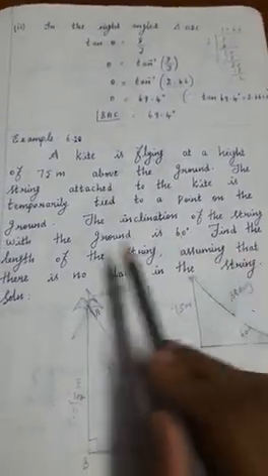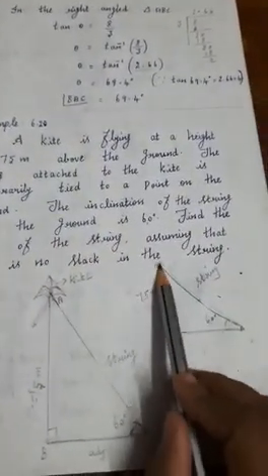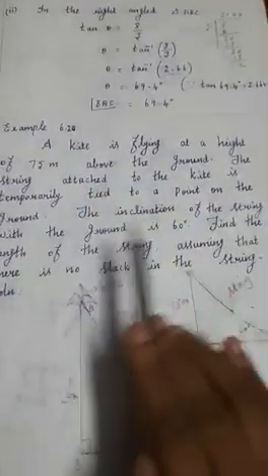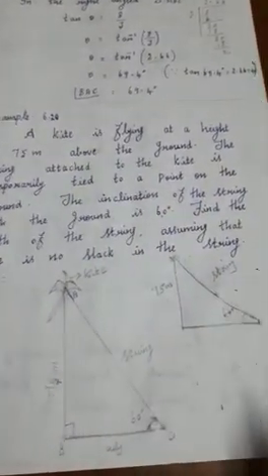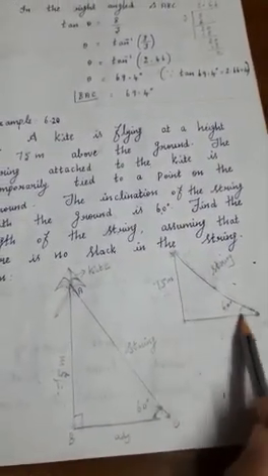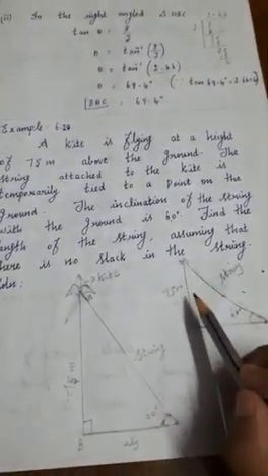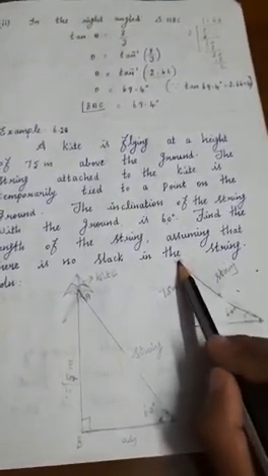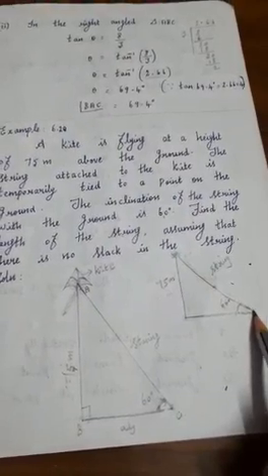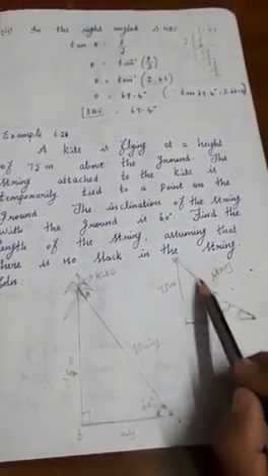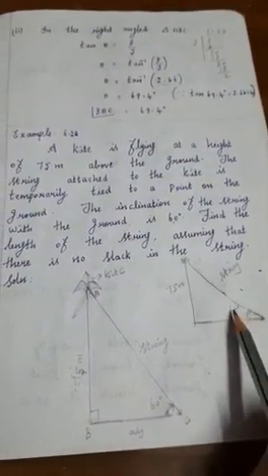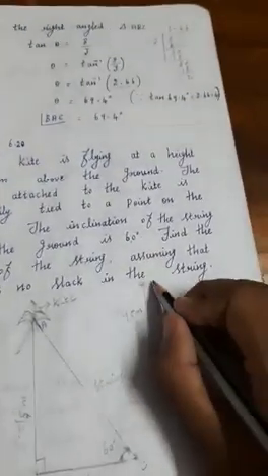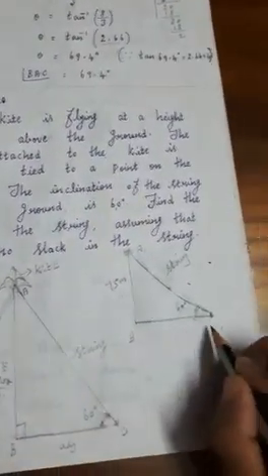In our question they have asked to find out the length of the string. Length of the string means this length they have asked to find out. So first understand the diagram, then easily you can find out the answer. This is the ground, the kite is flying at a height of 75 meter above the ground, and the string is tied to the ground. This angle, the inclination of the string with the ground, is 60 degree. Let us name the points: this is A, this is B, this is C.